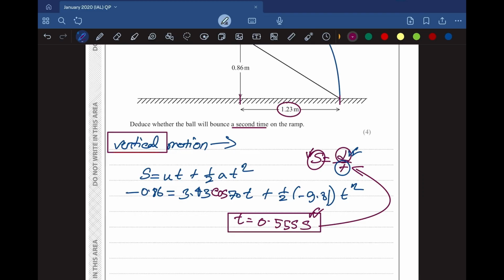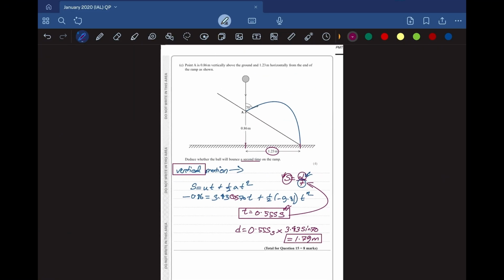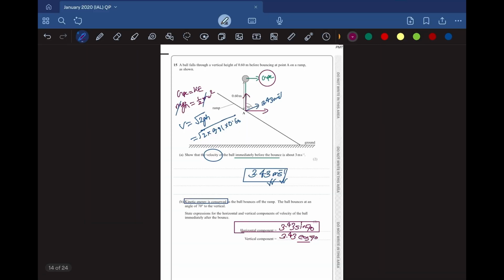Now what we'll do is multiply 0.555 seconds into the speed, which was 3.43 sine 70, to get the displacement. Okay, this is how we will do it. Hopefully you guys can figure out the displacement right here, and the displacement will be 1.79 meters. So we have got our answer correct. So this is basically how the projectile motion questions are. Make sure you are revising each and every one of them before your exam day.